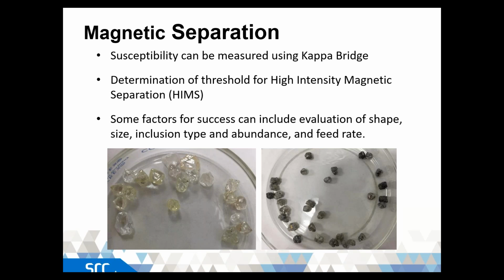So you can see some images on the screen of some very heavily included stones on the right that may not be as amenable for magnetic separation, whereas the stones on the left, with no inclusions, should go into your non-magnetic fraction.